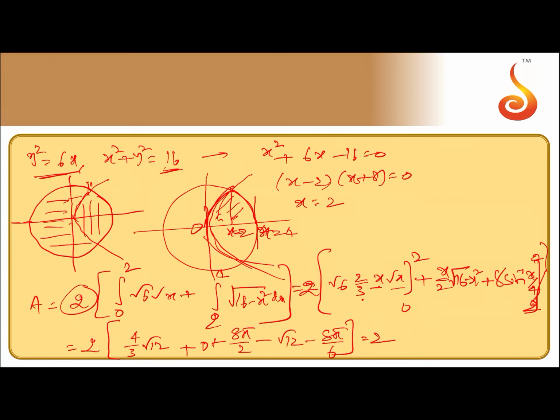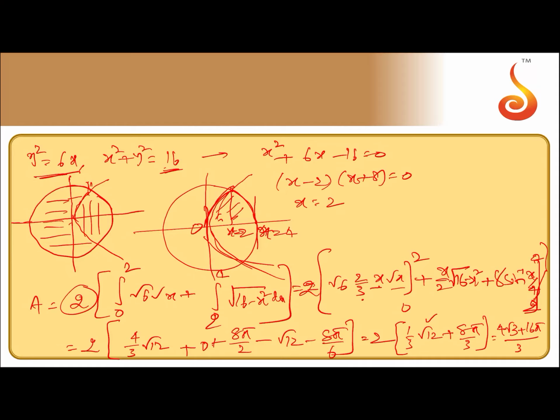The value of this is 4 by 3 root 12 minus root 12, which is actually 1/3 of root 12, plus 8 pi by 2 minus 8 pi by 6. I hope we'll be getting 3 minus 1, 2 by 6, 8 pi by 3 plus 8 pi by 3. Overall, when you multiply, we'll be getting 2 plus 6, 2 root 12. Root 12 can be written as 2 root 3. So you will be getting 4 root 3 plus 16 pi divided by 3. So 4 root 3 plus 16 pi by 3.